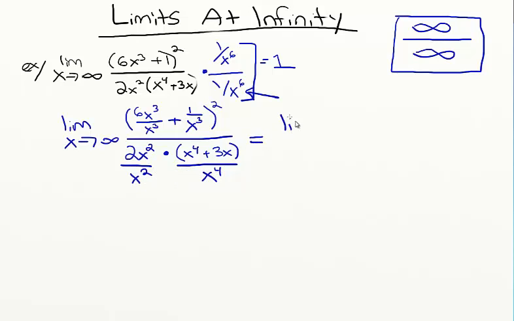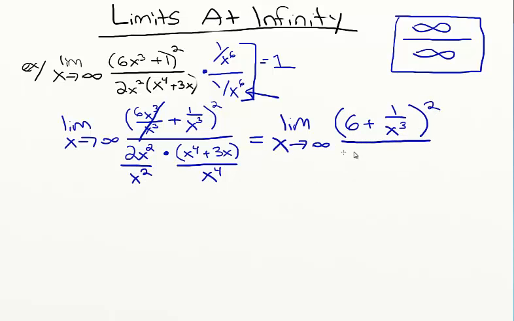Alright, so what's that going to be? The limit as x approaches infinity? Well, our x cubes cancel out here, so we'll get 6 plus 1 over x cubed, and that whole thing is still squared, and then we're going to be over 2 times x to the 4th over x to the 4th is just 1. And then we have 3x over x to the 4th. That's going to be 3 over x cubed, right? Because that 1x cancels with one of these 4, and we have 3 left over.